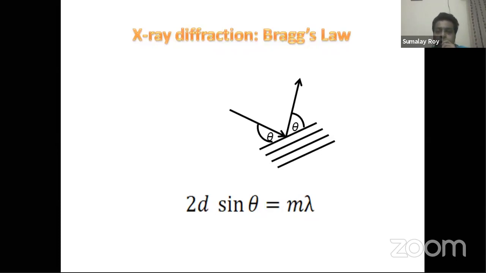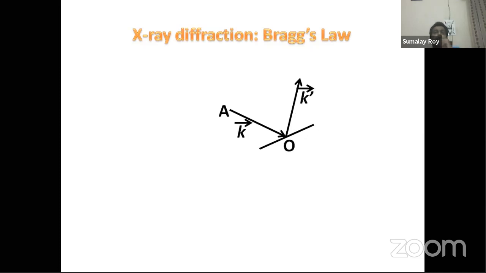The path difference produced between the two planes is due to reflection, and this path difference is an integral multiple of the wavelength, and that is the condition of maxima: 2d sin theta equals n lambda. Suppose one set of parallel planes are like this, and X-rays are coming in and reflected. Now, let me introduce the wave vector form of this Bragg's law. Wave vector means the direction in which the incident X-ray comes in, K, and K has a magnitude 2 pi by lambda.